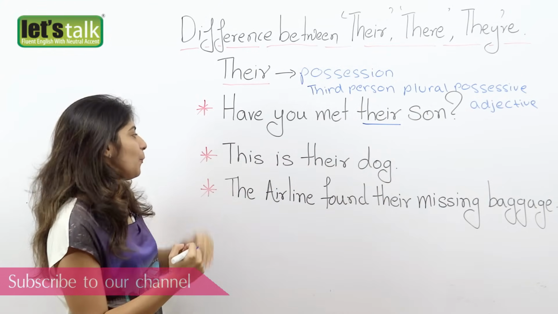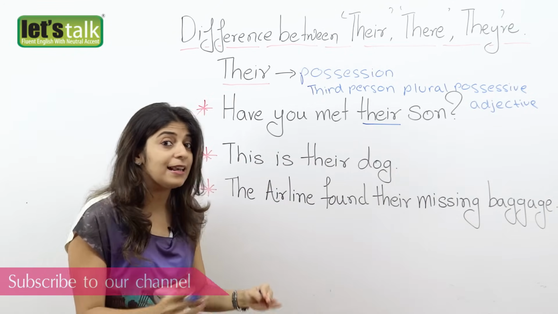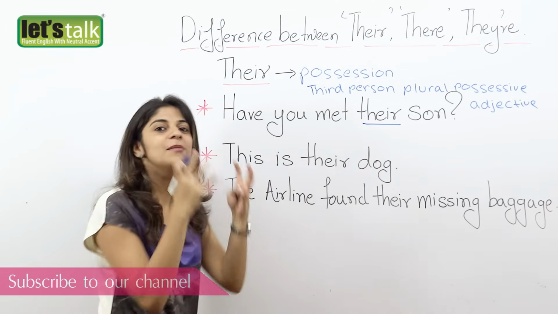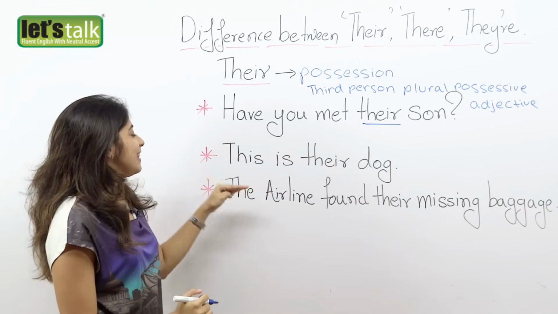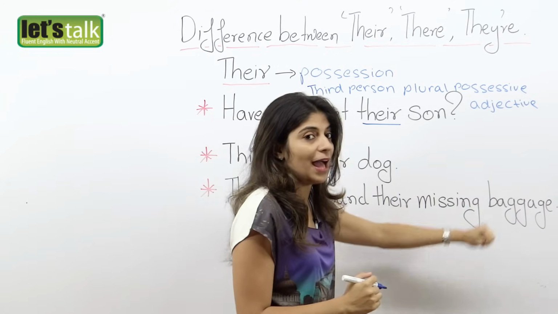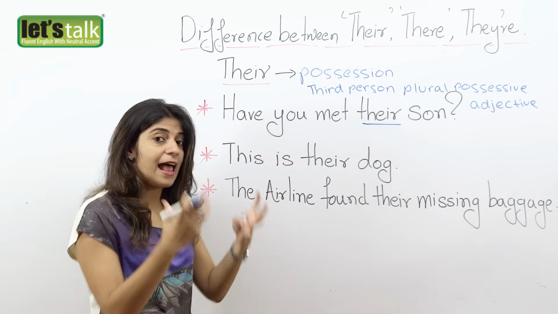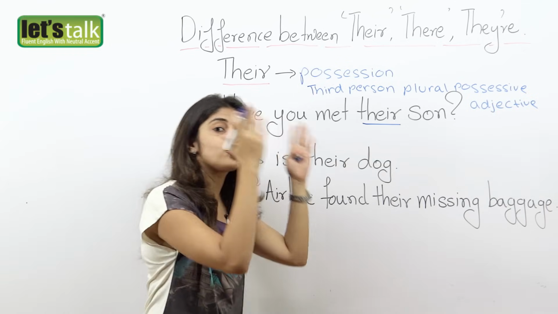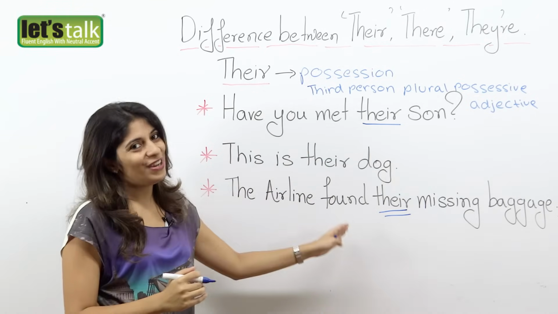Let's have a look at another one here. This is their dog. Now again, whose dog is it? Their dog, right? So here again, we are indicating possession. So the dog belongs to them, right? The other one that we have over here is, the airline found their missing baggage. Now, of course, the airline found something and they found the missing baggage. And whom does it belong to? It belongs to them. And that's exactly why we have used the word their over here.